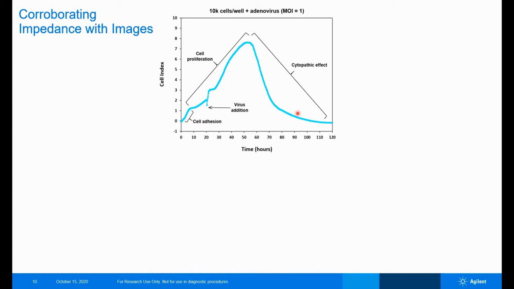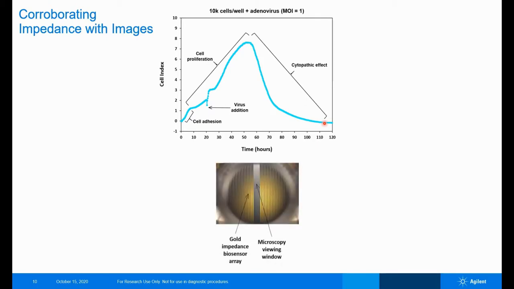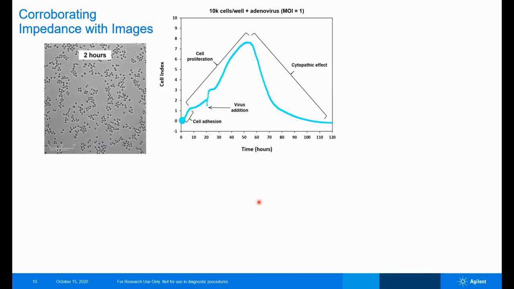So if you're not used to it, you might ask, how do I know that this actually corresponds to a legitimate cytopathic effect? And this is where the imaging capabilities of eSight are very useful. While that impedance data was being acquired, cells in the microscopy viewing window were being used to collect images. And so we can now juxtapose these two different types of data.